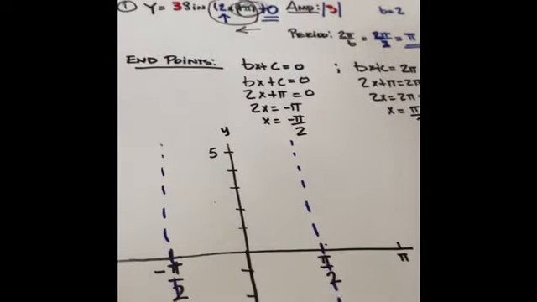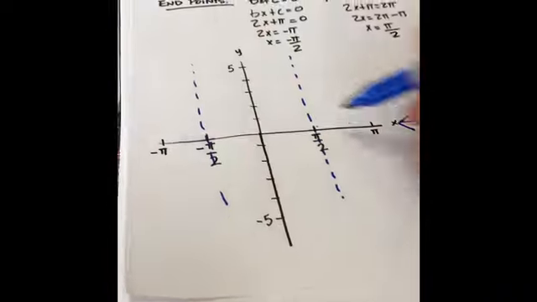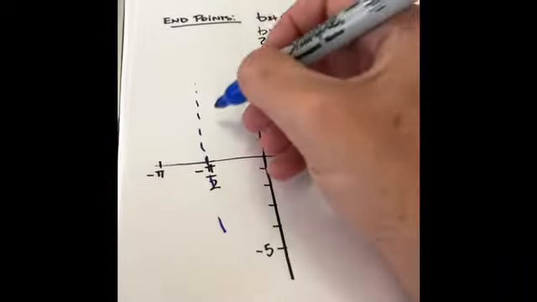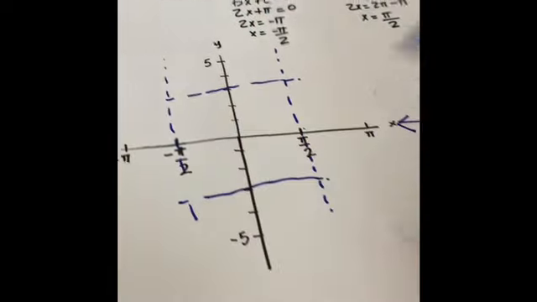So my amplitude is 3, coming back to this. That means that from the average y value, which in this case is the x-axis, I am going to go 3 units up and 3 units down, okay?